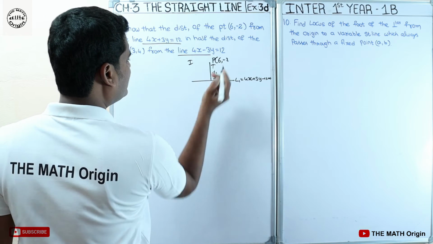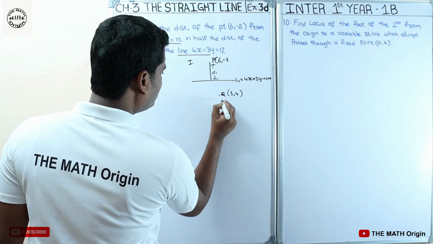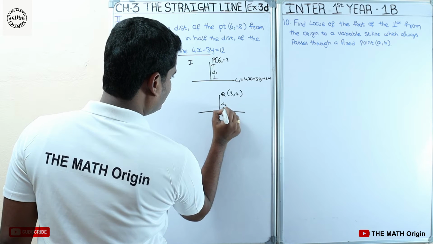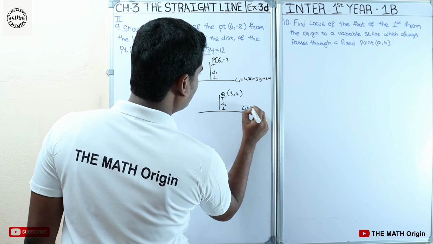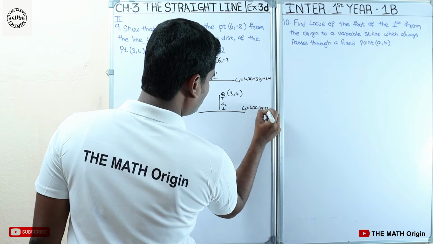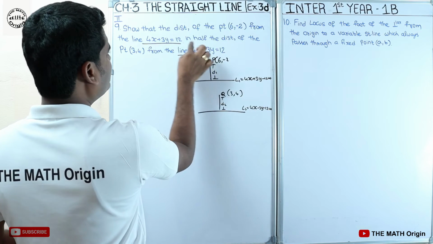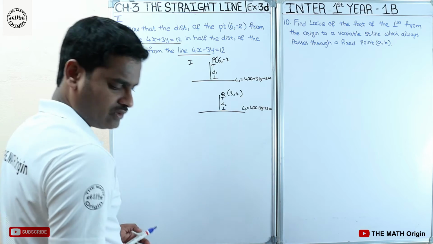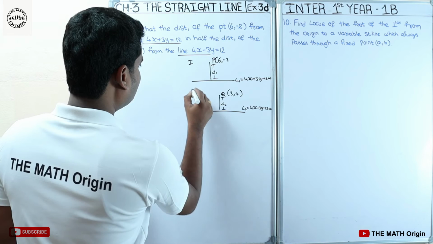Now for the second equation, a point Q of 3 comma 4 is at a distance, I can say d2, from L2, which is 4x minus 3y minus 12 equals to 0. Now show that the distance from is half the distance of, so in this, half the distance should be this one. So according to that, let's find out the equation. This is the second condition.